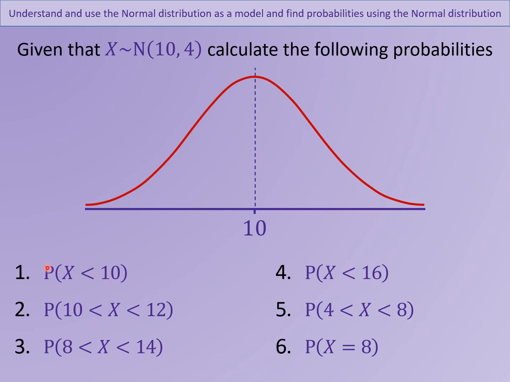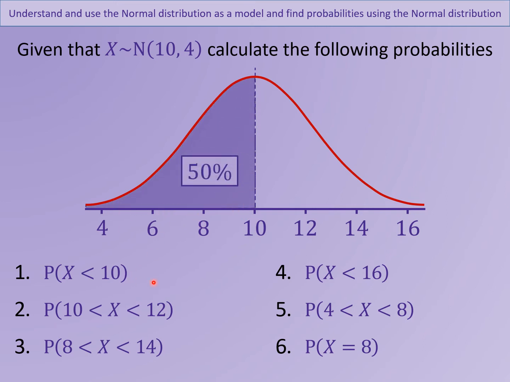Okay, so what's the probability x is less than 10? So hopefully you've realised that 10 is smack bang in the middle. Because it's normally distributed, probability of getting less than 10 is going to be everything below that. So we can put down 50%. That's definitely the answer to the first one. 50%. Okay, number 2. What's the probability of getting between 10 and 12?